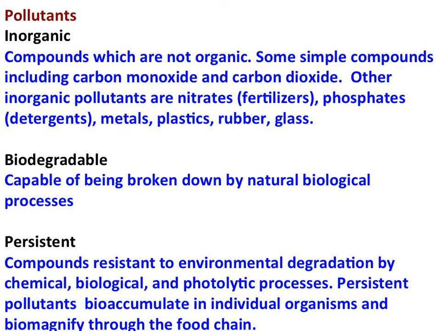Biodegradable pollutants are simply capable of being broken down by natural biological processes, and persistent pollutants are compounds that are resistant to environmental degradation by the natural chemical, biological, and photolytic processes. Persistent pollutants bioaccumulate in individual organisms and biomagnify through the food chain. Keep those terms in mind.